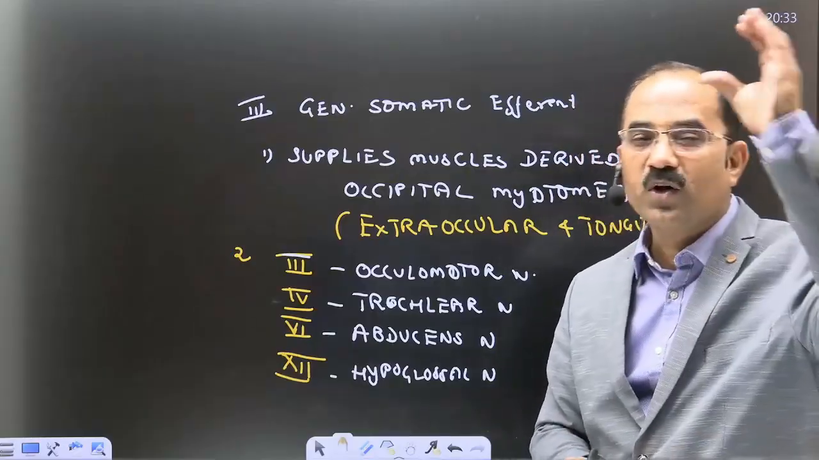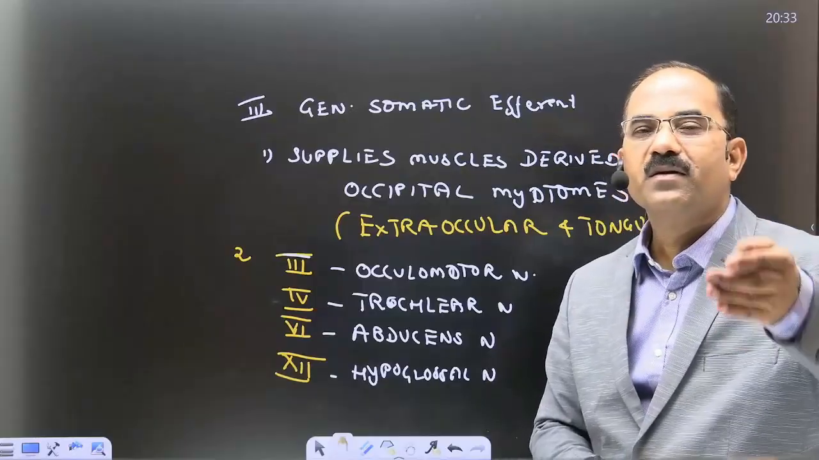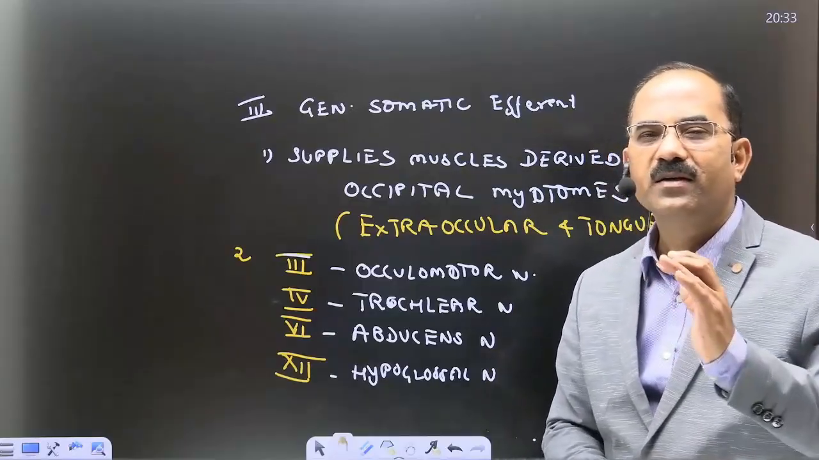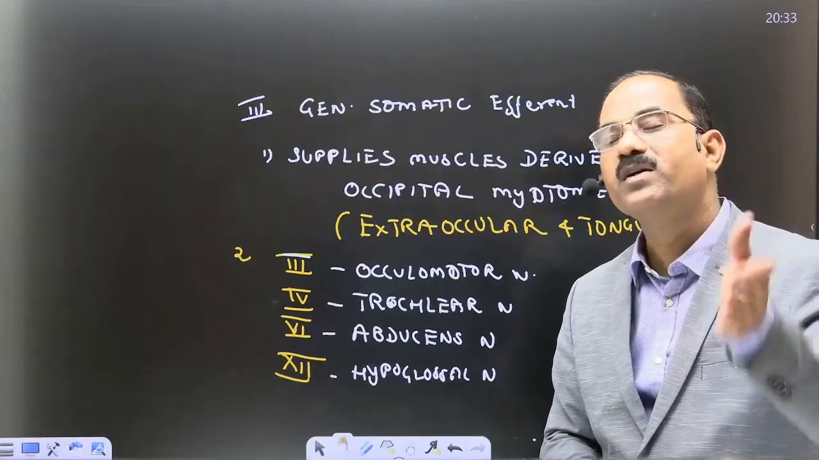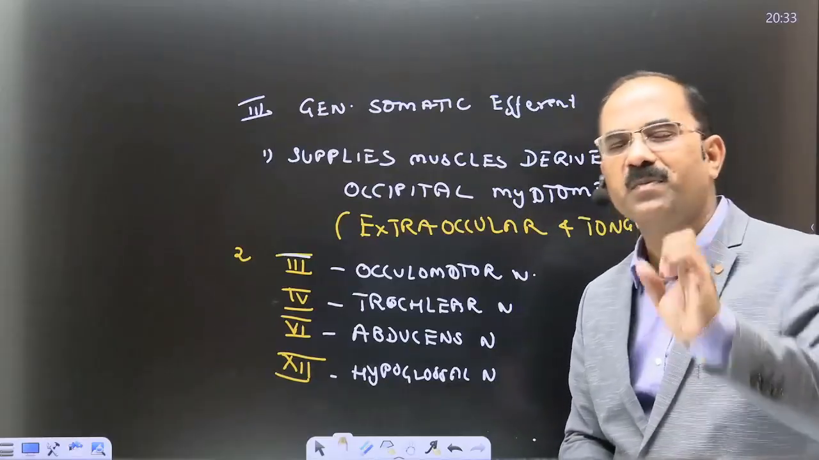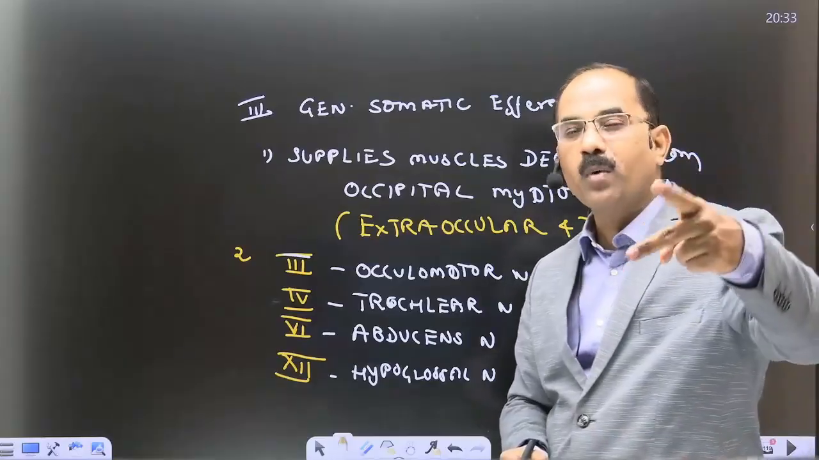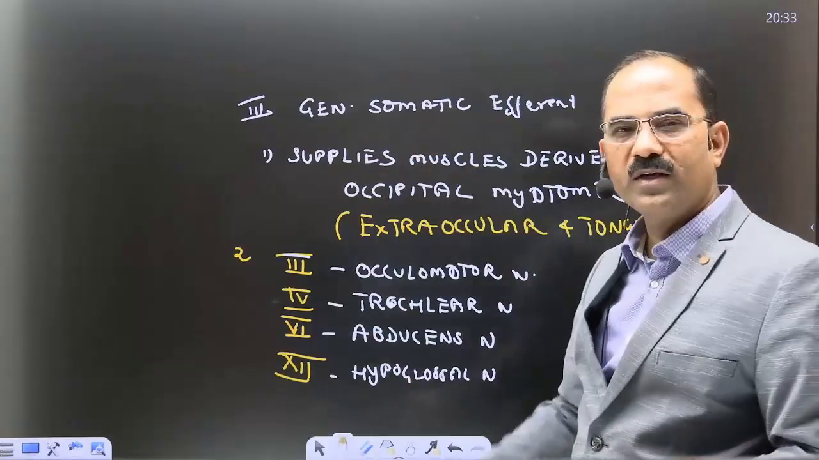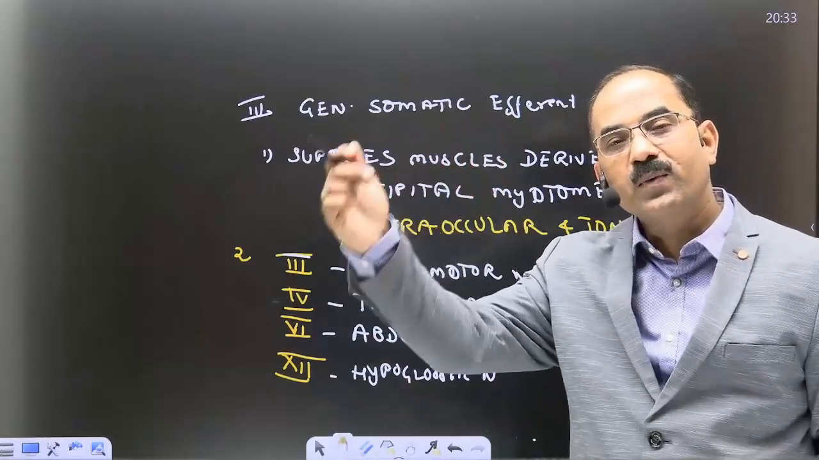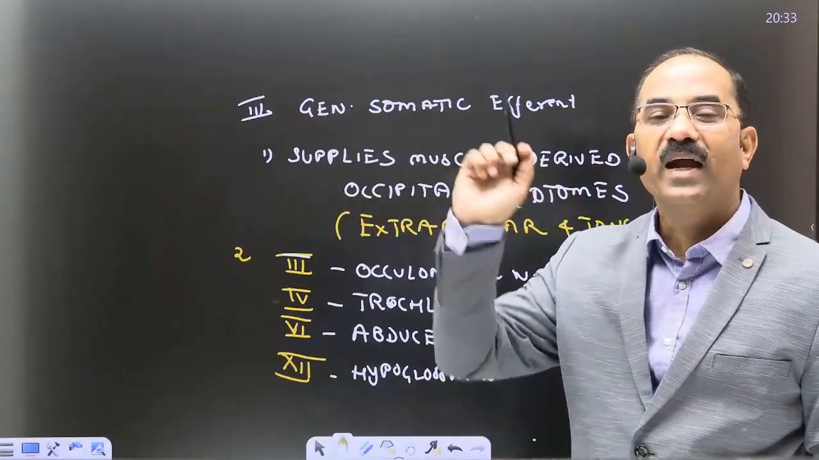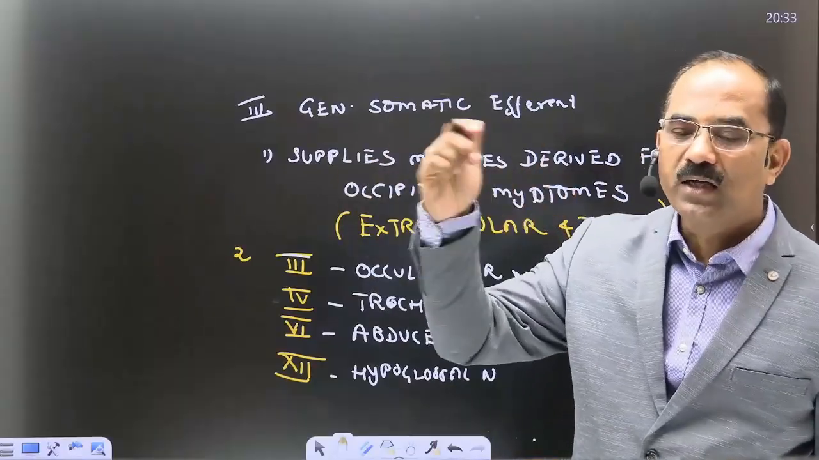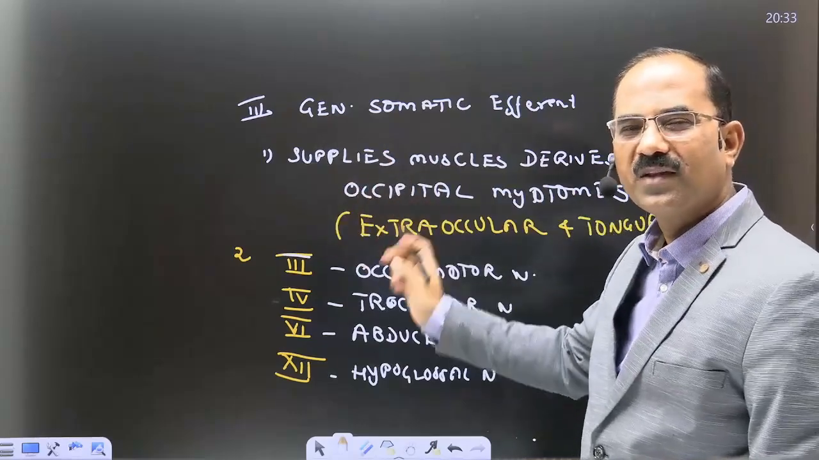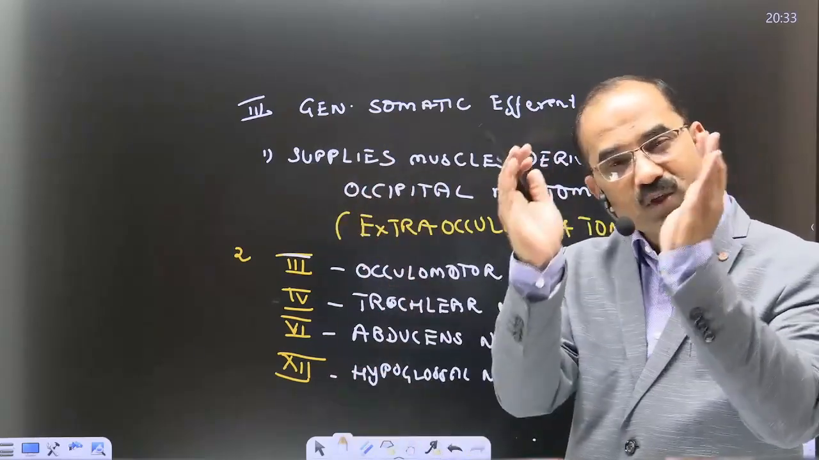The third nerve supplies the sphincter pupillae and ciliaris muscle. What is the name of the component to supply this? General visceral efferent. And what is the name of the nucleus? Edinger Westphal. So the third nerve will have two components, general visceral efferent and general somatic efferent. The nucleus of general visceral efferent is Edinger Westphal. The nucleus of general somatic efferent is the oculomotor nucleus. So the third nerve will have two nuclei.